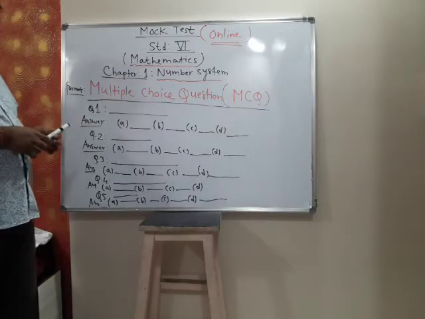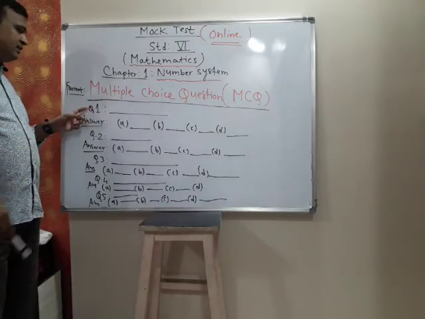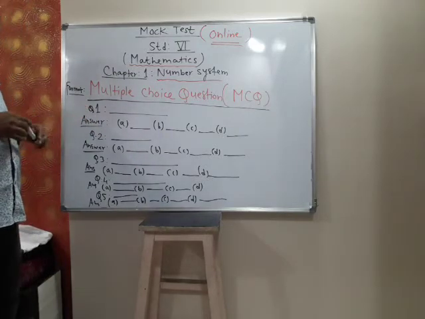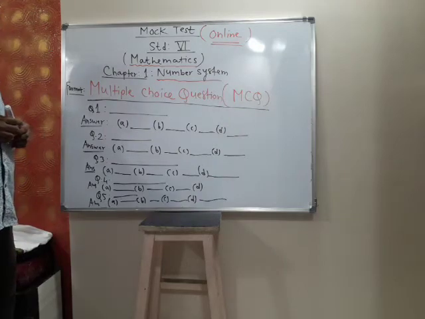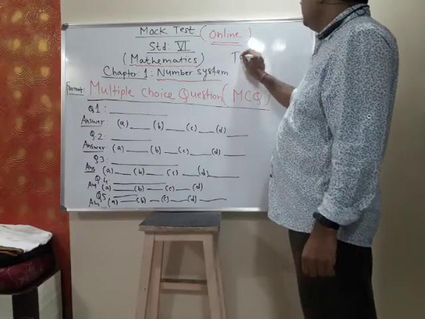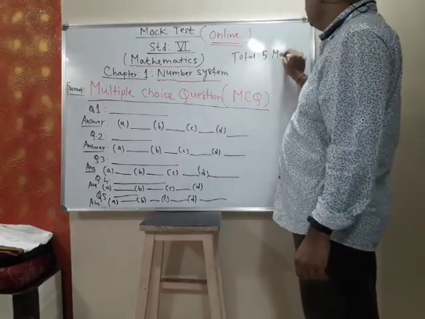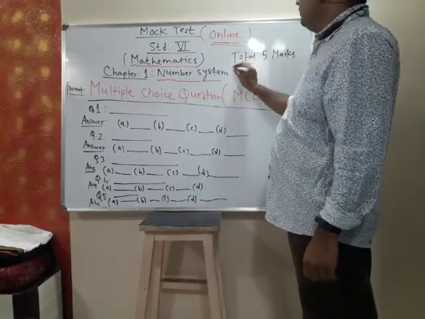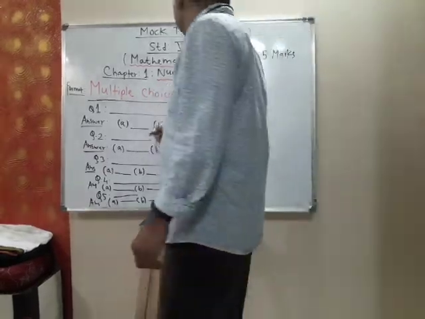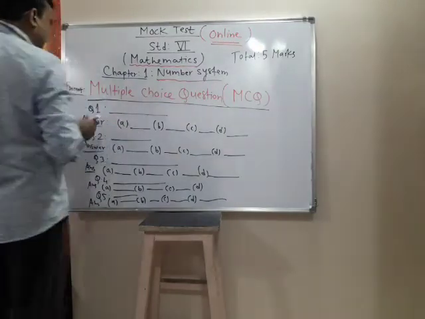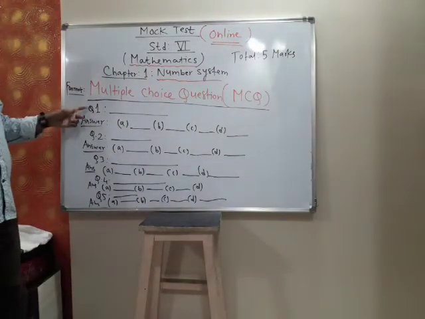For example, in total there will be 5 questions, so the total marks is 5. This is the mock test, and the total number of questions is also 5. So each question will have 1 mark weightage.